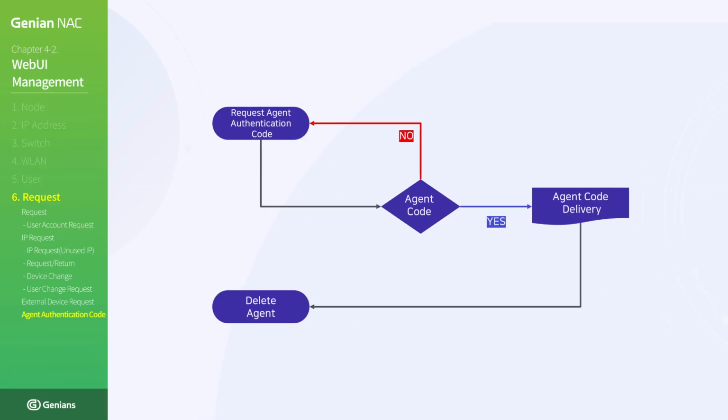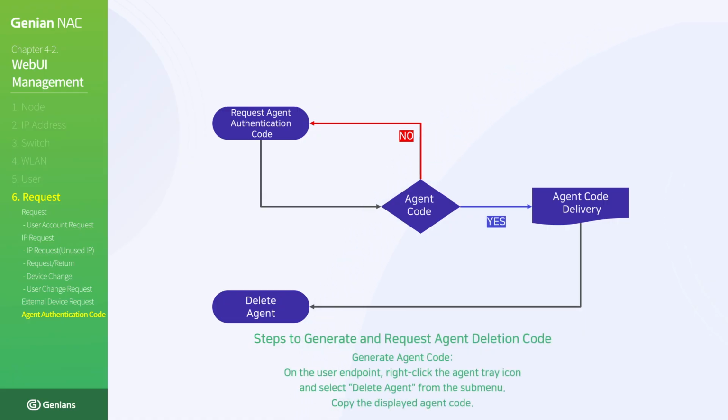To request an agent deletion authentication code from the user's endpoint, the agent code must first be generated. Steps to generate and request agent deletion code. Generate agent code. On the user endpoint, right-click the agent tray icon and select Delete Agent from the submenu. Copy the displayed agent code.